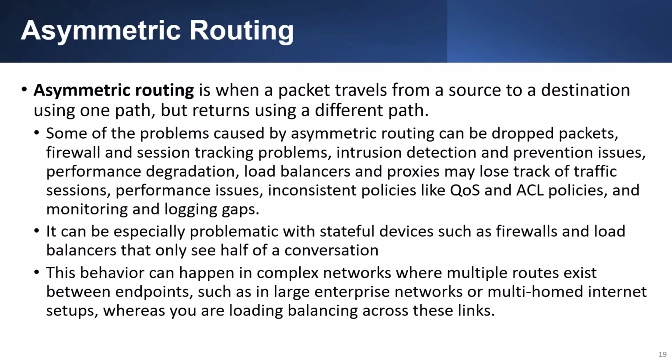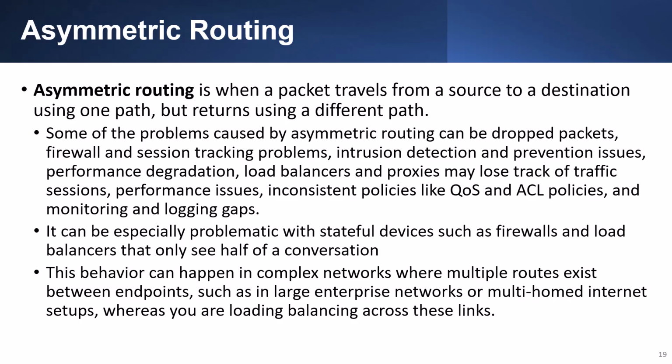Asymmetric routing is when a packet travels from a source to a destination using one path, but returns using a different path. Some of the problems caused by asymmetric routing can be dropped packets, firewall and session tracking problems, intrusion detection and prevention issues, performance degradation, load balancers and proxies that may lose track of traffic sessions, inconsistent policies like QoS and ACL policies, and monitoring and logging gaps.